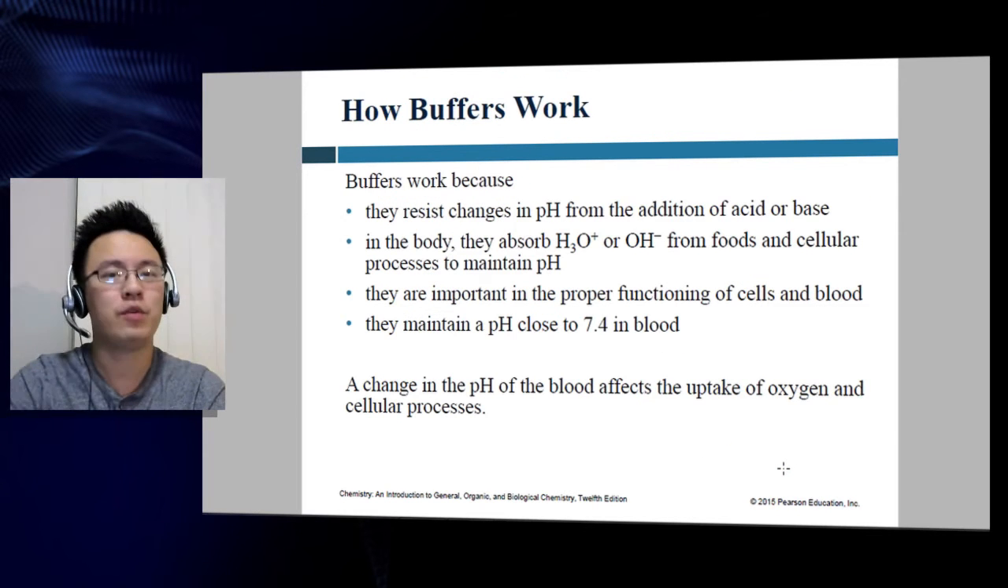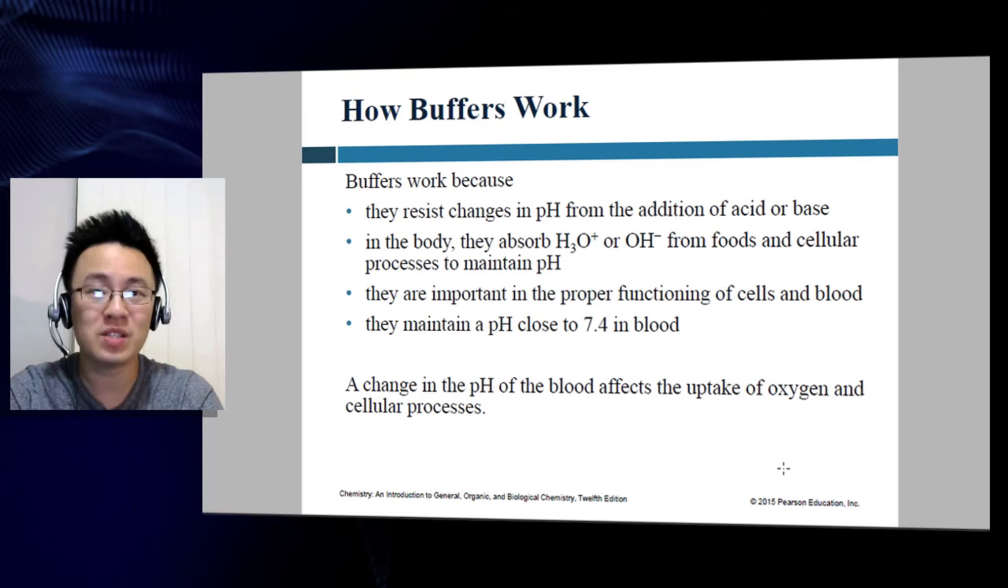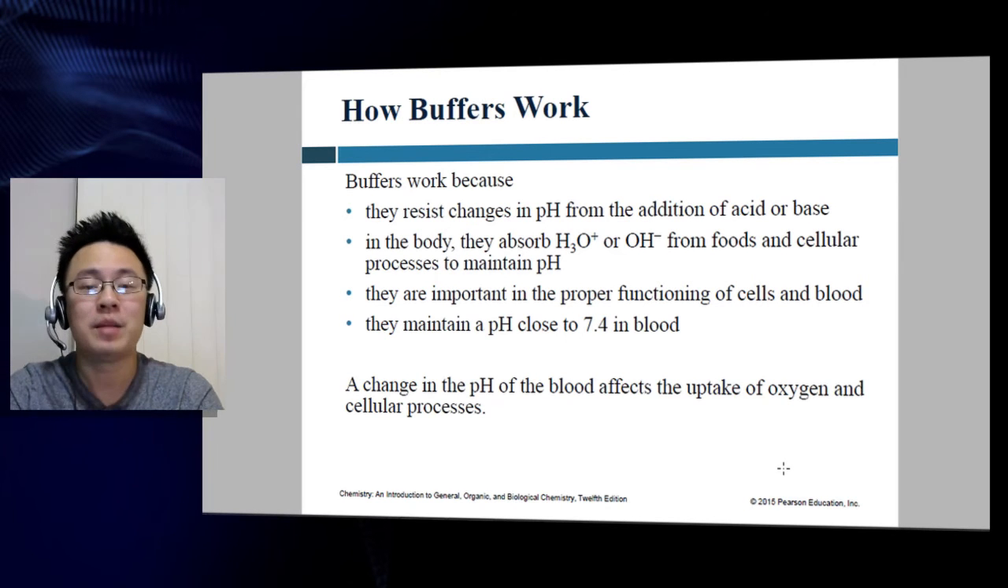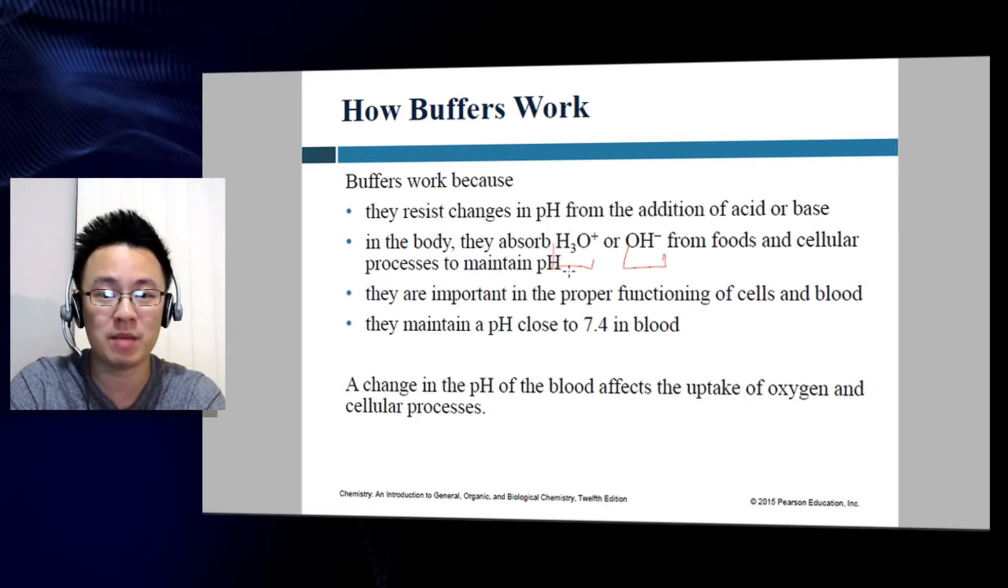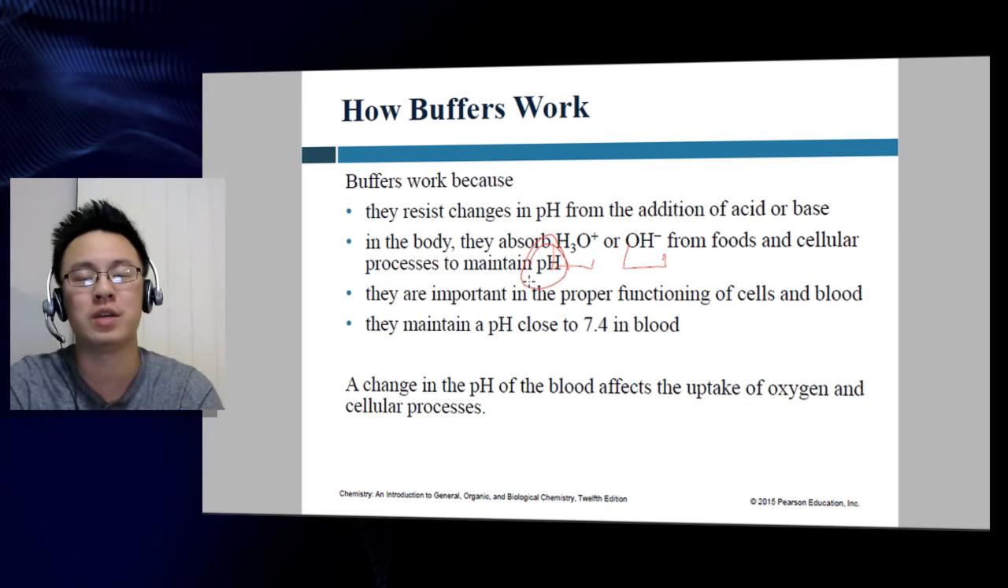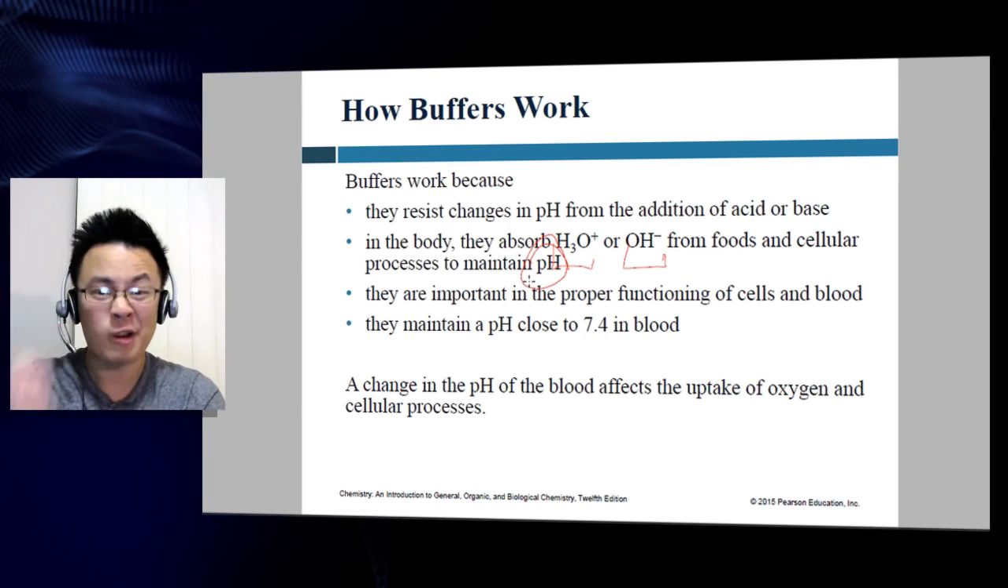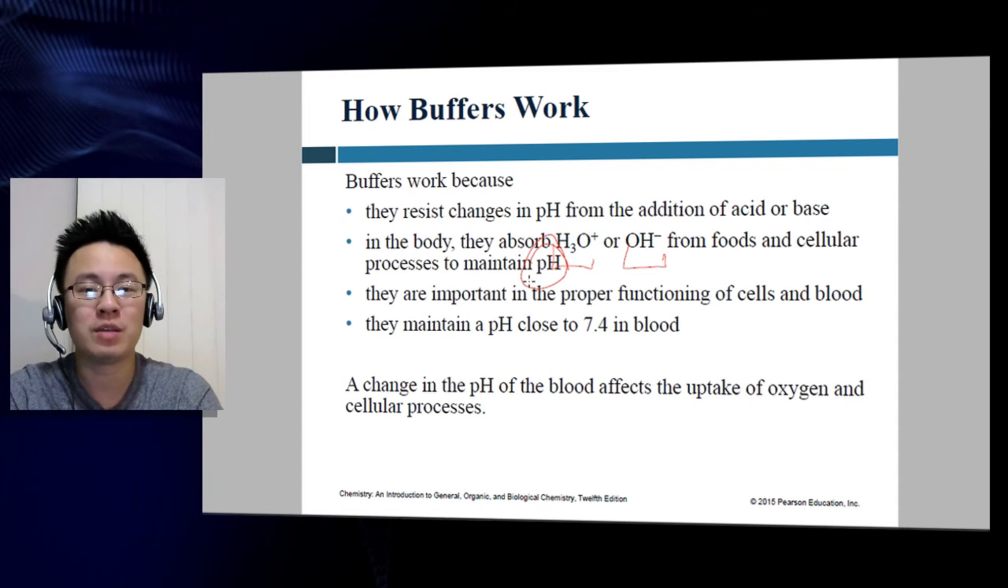So once again, to review: buffers work because they resist changes in pH from the addition of an acid or a base, and in the body they absorb a hydronium ion or a hydroxide ion from food and cellular processes in order to maintain that pH. Once again, pH is the hydrogen ion concentration in solution. Buffers are important in maintaining the functioning of cells and blood, and they maintain a pH of close to 7.4 in blood.